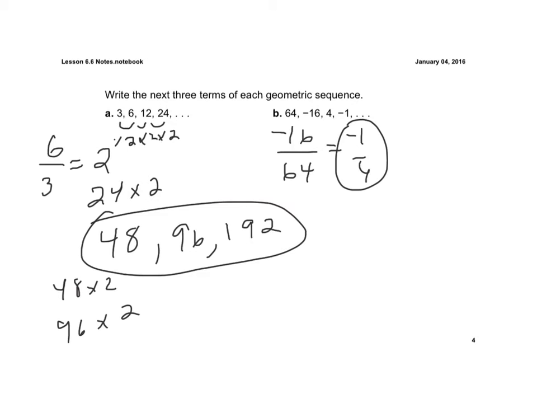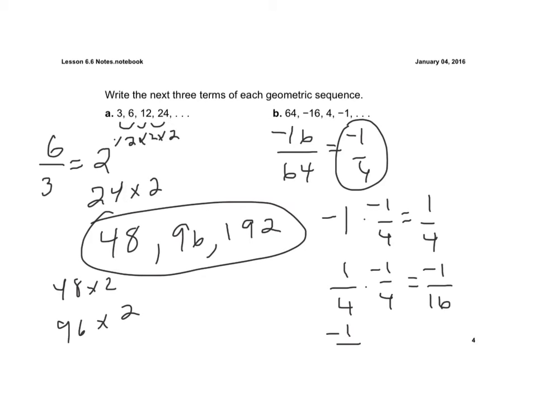So my last term given to me is a negative 1, so I take that times a negative 1/4, and that's going to be a positive 1/4. Now I have to take 1/4 times, again, a negative 1/4, and that's going to be a negative 1 over 16. Now I have to take a negative 1/16 times a negative 1/4, and I'm going to have a positive 1 over 64. So now there's my next 3 terms.